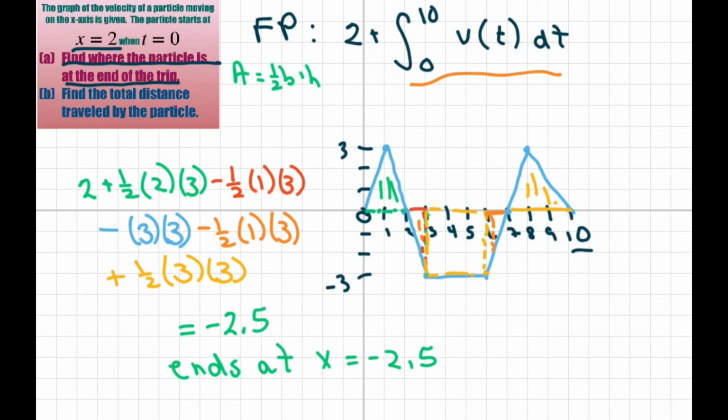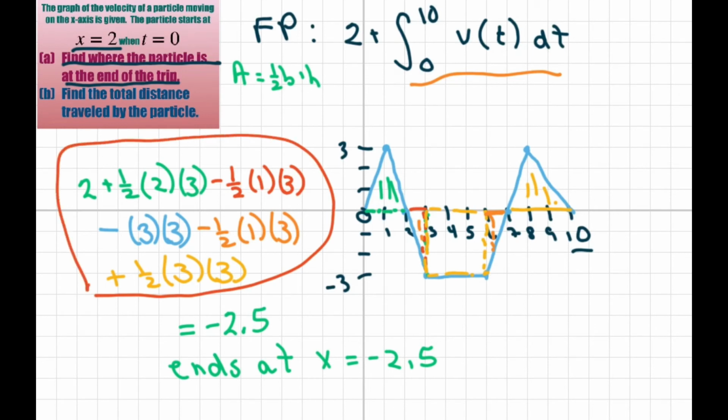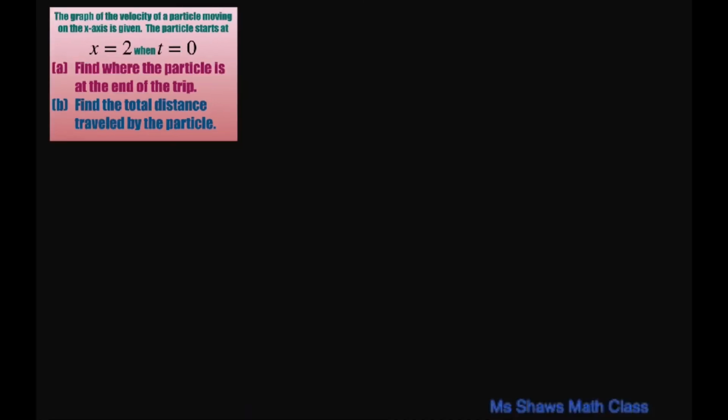Now, the distance is basically the same thing that we wrote here, except there's not going to be any negatives. The reason there are negatives here is because we're looking at below the x-axis. But for distance, we're just adding up all the pieces. So let's do the distance now. That equals the integral from 0 to 10 of the absolute value of v of t, dt.